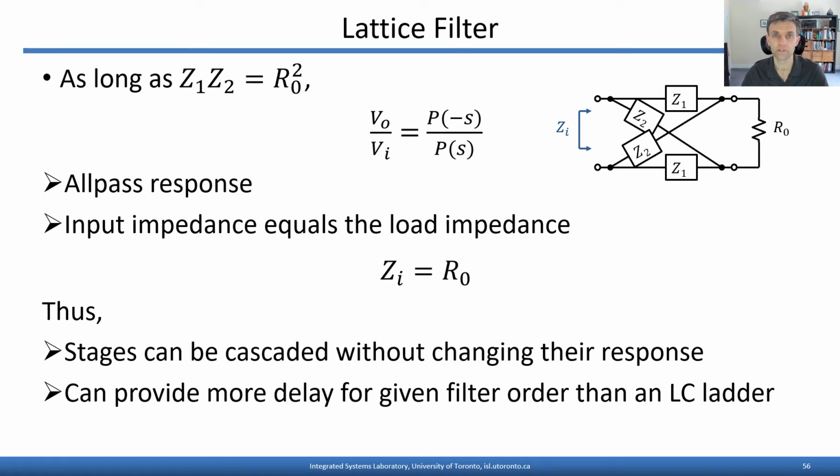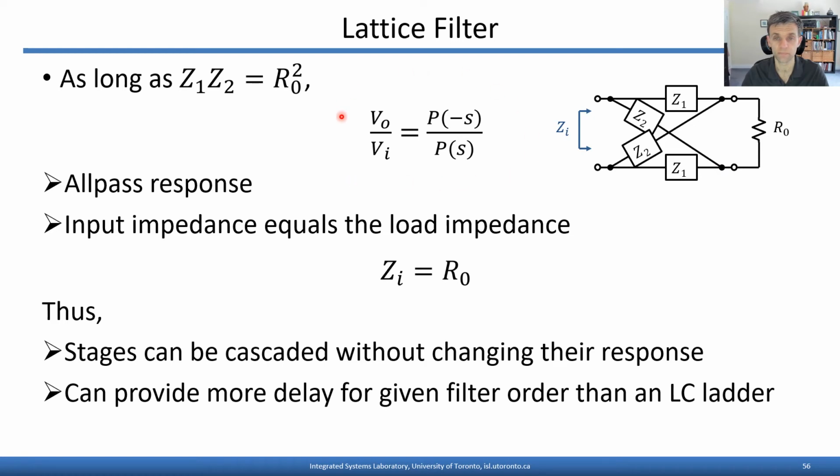We've so far focused on the use of ladder filters as passive delay circuits, but it's also possible to use lattice structures, such as the one shown here, to realize passive delays. And lattice filters do have some interesting properties that make them useful for this. So specifically, if we've got a lattice section like this, where Z1 and Z2 are passive impedances, it turns out that as long as Z1 and Z2 are chosen to satisfy this criteria here, that is their product equals the terminating resistance R0 squared, then it's got a couple of useful properties.